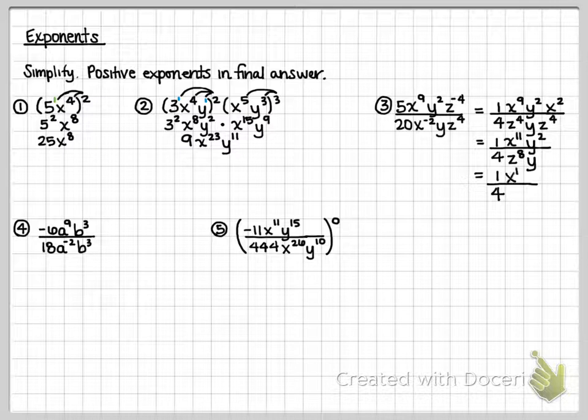So I've got an x to the 11th. If I subtract these two, it's going to be y to the 1, because it's 2 minus 1 on the bottom, and z to the 8th. This doesn't have any negative exponent, which means I'm fine. Let's go ahead and move on to question number 4.